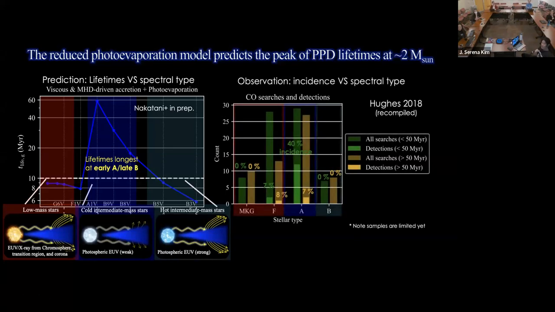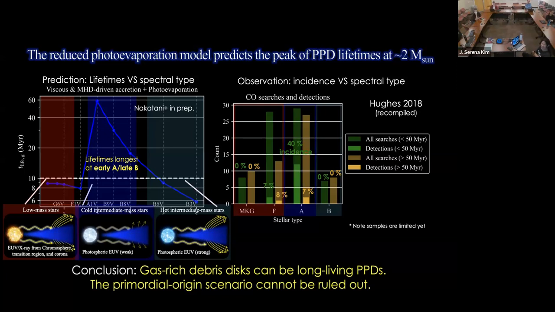And this is the observational occurrence rate of gas-rich debris disks. And these two are qualitatively consistent in 3 aspects. First, A-type stars have the highest incidence, and the incidence decreases toward earlier and later type stars, which is also consistent with this model. And even at the A-type stars, the incidence decreases to older ages. So it indicates somehow gas needs to be dispersed, whatever the origin is.